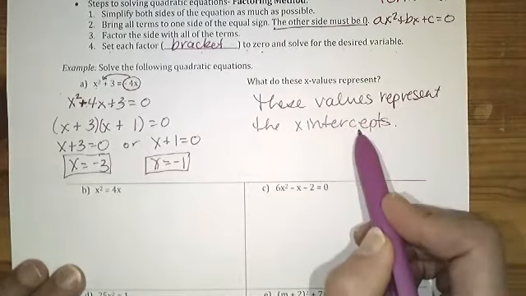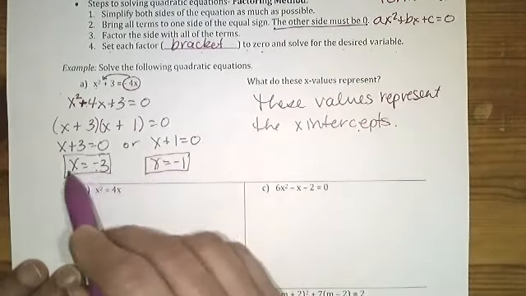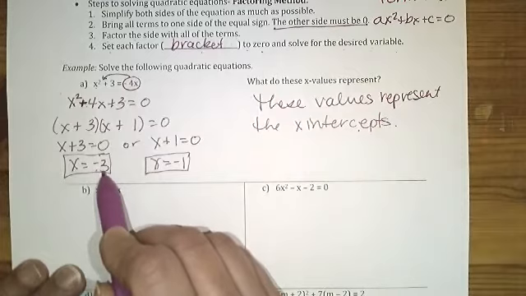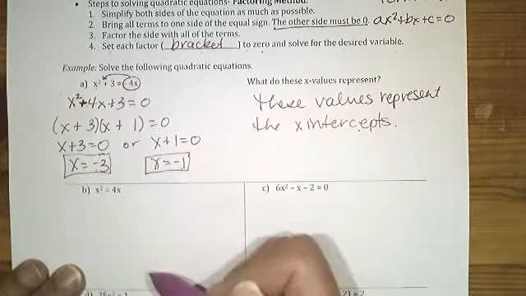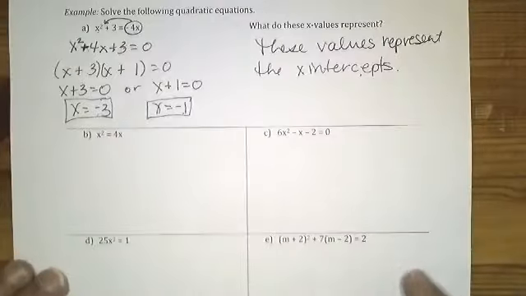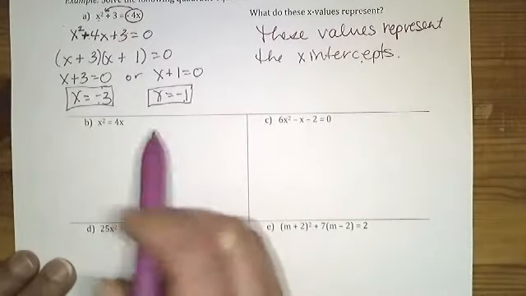So if we were to graph this, we know that the parabola will cross through the x-axis at -3 and -1. Let's look at our next example.